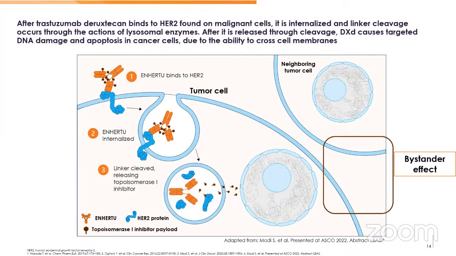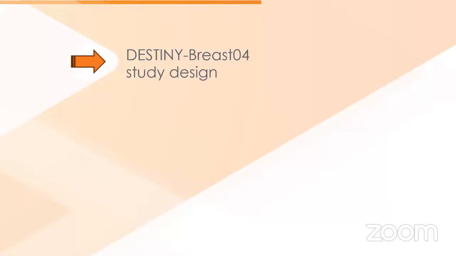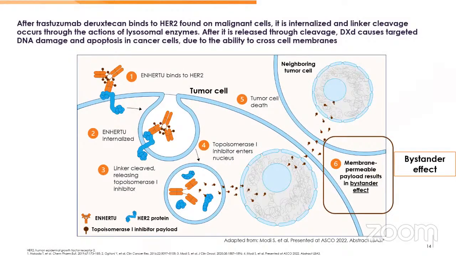So this is essentially what we were discussing, that Enhertu is internalized, it is cleaved, and then the payload can actually pass through the cell membrane to the surrounding cells.